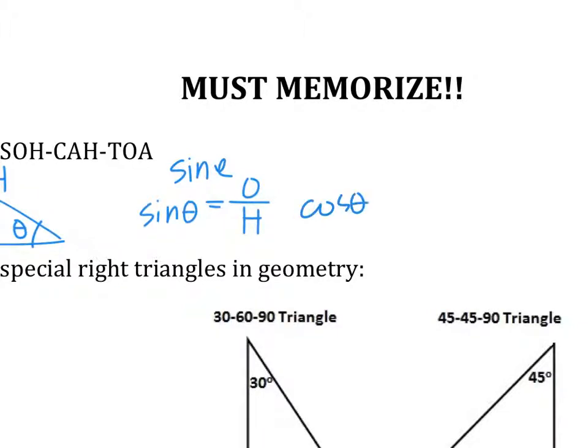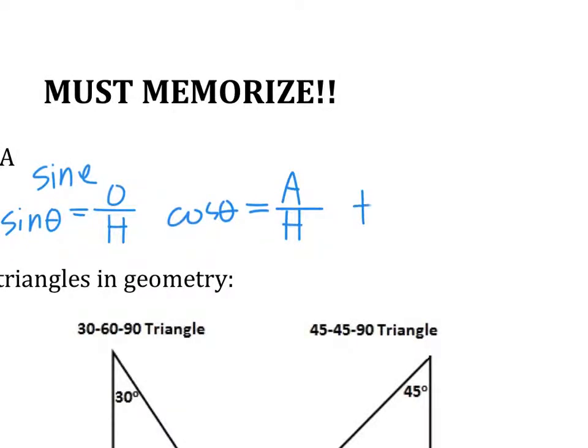What is cosine? Cosine is CAH, C-A-H. C means cosine. What do A and H represent? Adjacent over hypotenuse. And the last one is TOA, tangent. T in TOA means tangent. So TOA means what? O and A mean what? Opposite over adjacent. All right, so we have to memorize that.